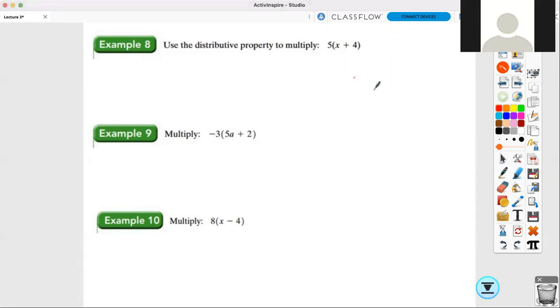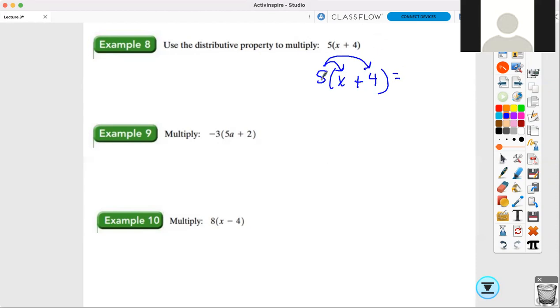So what is that saying, right? This example is telling us that we have 5 times x plus 4. We're going to multiply or distribute this 5 to all the terms in the parentheses. And the way you show me that you're going to distribute the 5 is by writing arrows from the 5 to everything inside the parentheses, all the terms. And remember, we know terms are separated by plus and minuses. So there's going to be 2 arrows in this scenario.